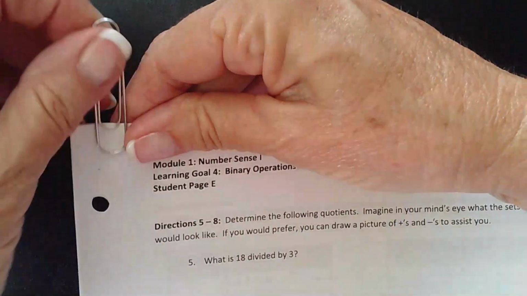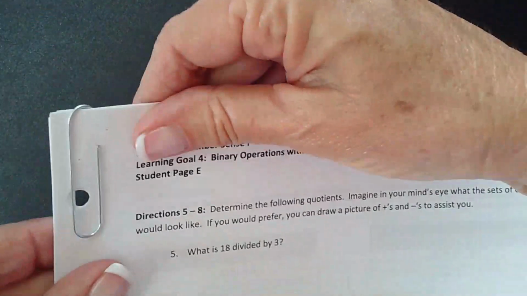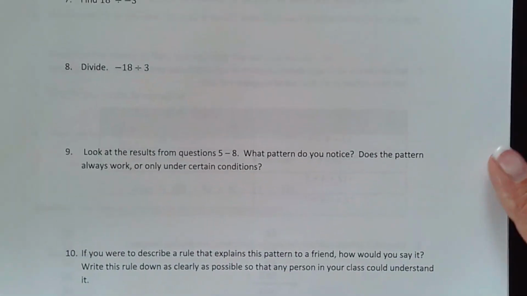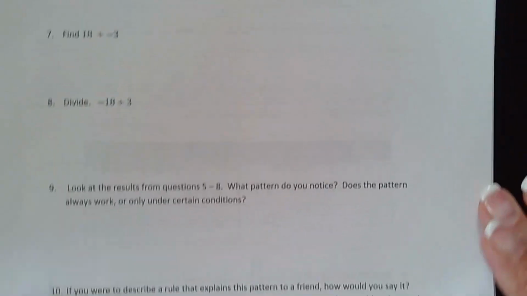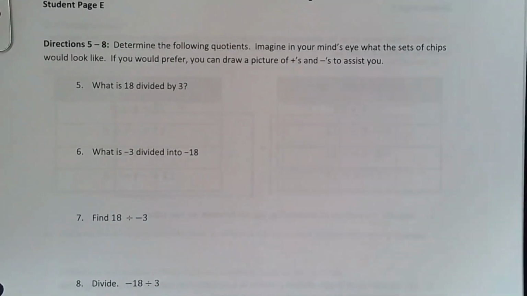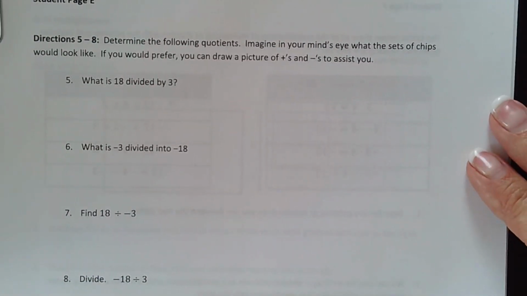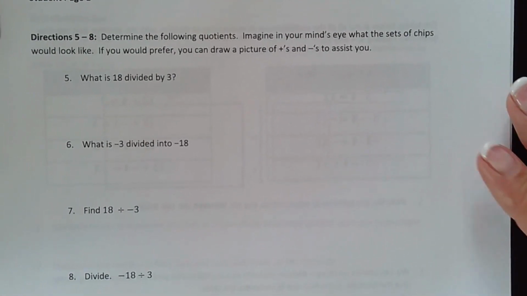Okay, so again, I'm going to ask that you turn off the recorder, do number 5, 6, 7, and 8, and then write your rules one last time, and then we'll move on to something new. So join me back when you're finished.